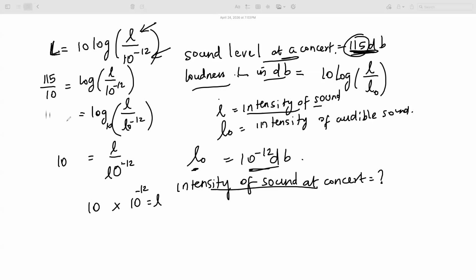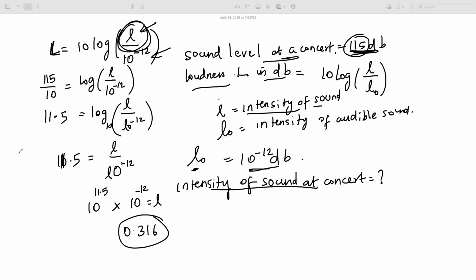So 115 by 10 is 11.5. So 10 power of 11.5 times 10 power of minus 12. What is that? Can one of you tell me? Should be like 0.316. Is it 0.316? Can one of you count and tell me? That's what I thought, 0.316. Good, that's it. So they were asking for this I. Just plug in values, you should get it.